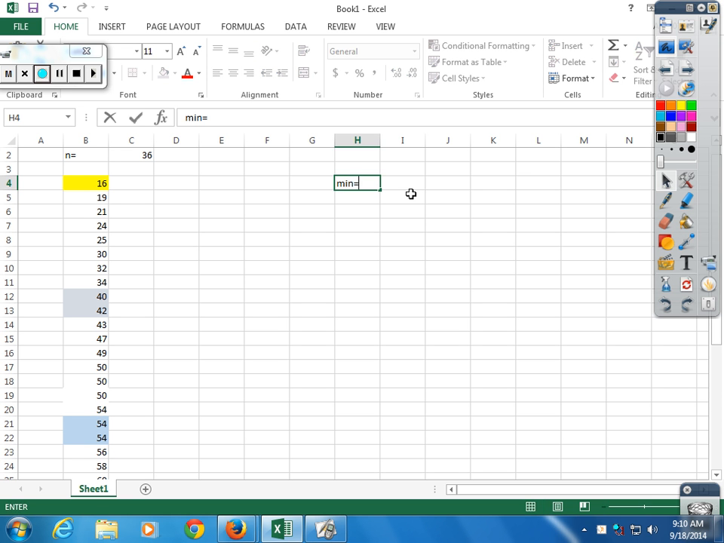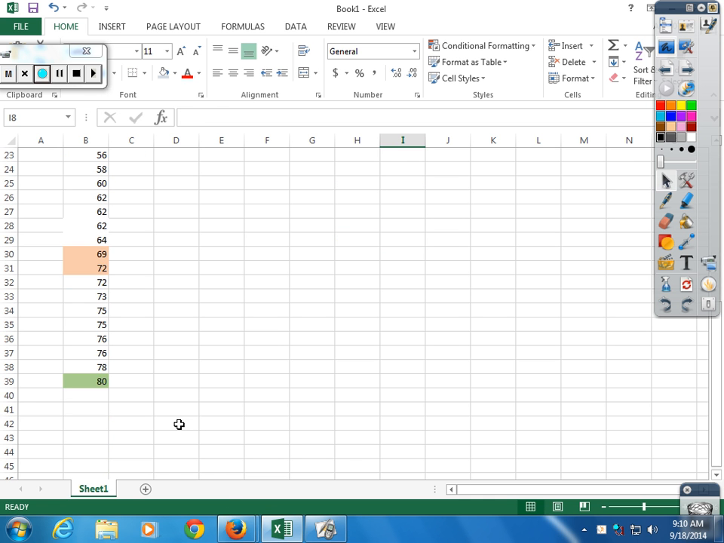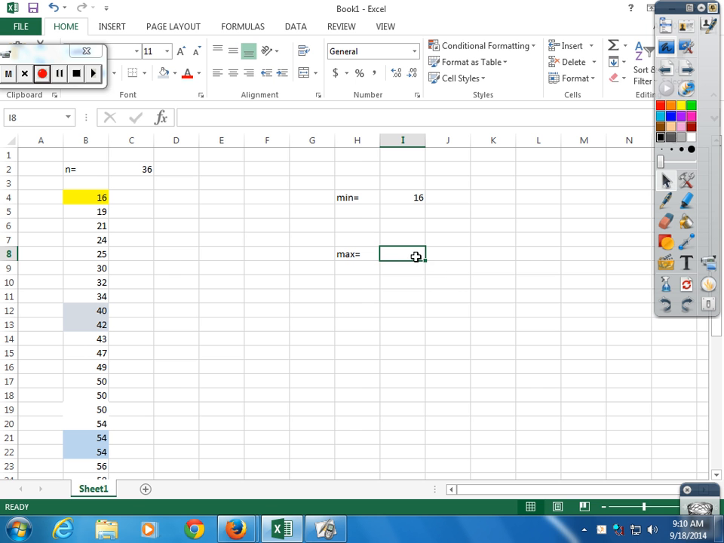Min is equal to 16. The max is equal to 80. Now just for giggles, I'm going to find the median, because the median is usually your middle, your 50th percentile, your second quartile, and that is these two numbers averaged together. So that's 54.